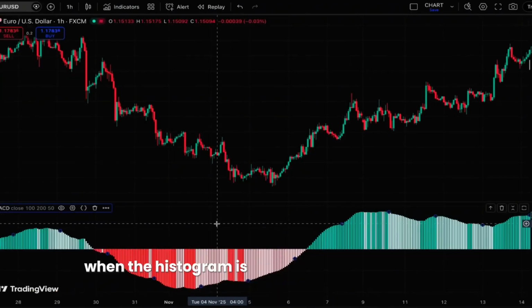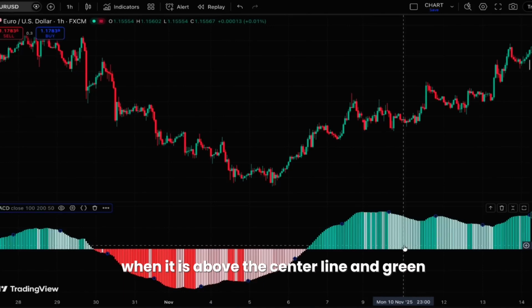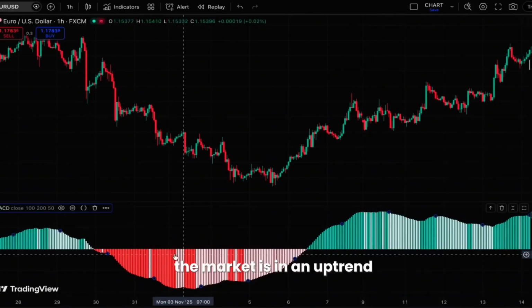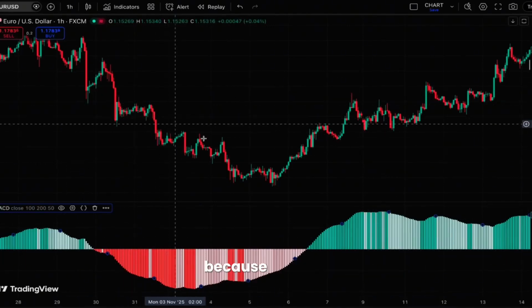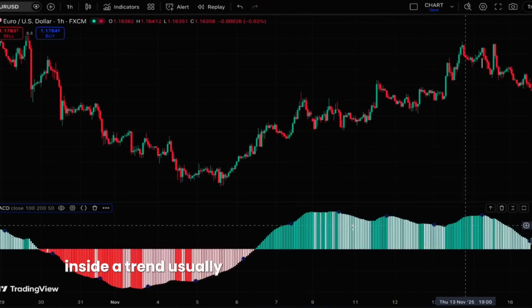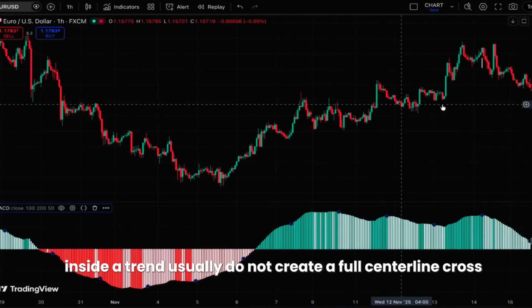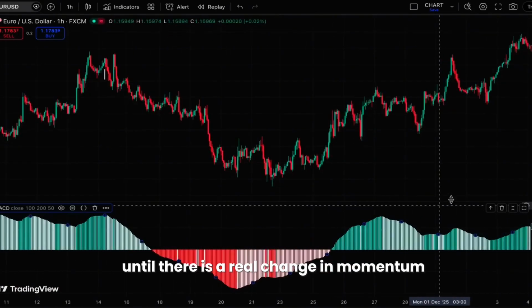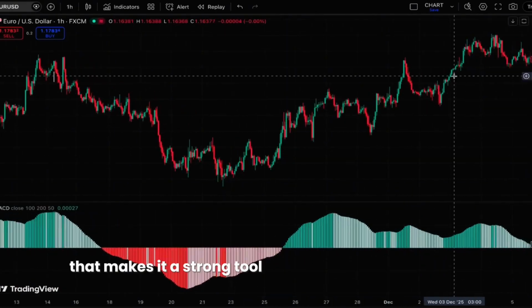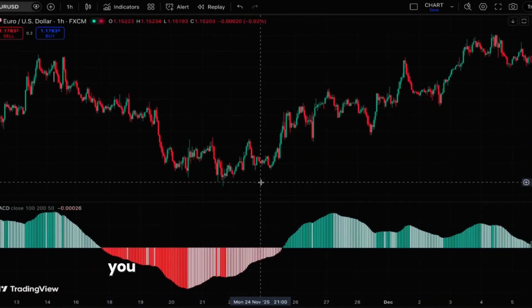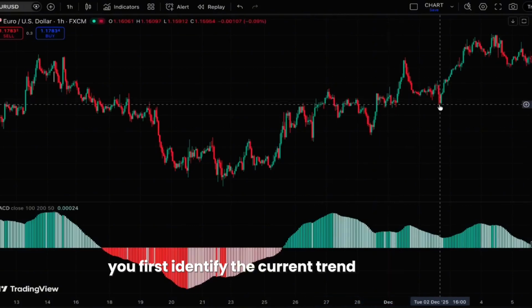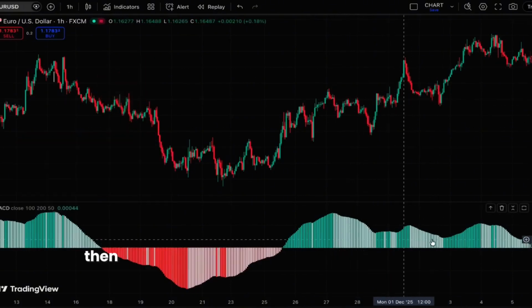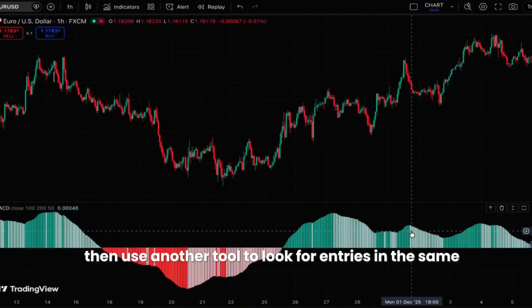When the histogram is below the center line and red, the market is in a downtrend. When it is above the center line and green, the market is in an uptrend. This setup is very useful because pullbacks inside a trend usually do not create a full center line cross. The histogram remains consistent until there is a real change in momentum. That makes it a strong tool for trend-following strategies. You first identify the current trend with MACD, then use another tool to look for entries in the same direction.